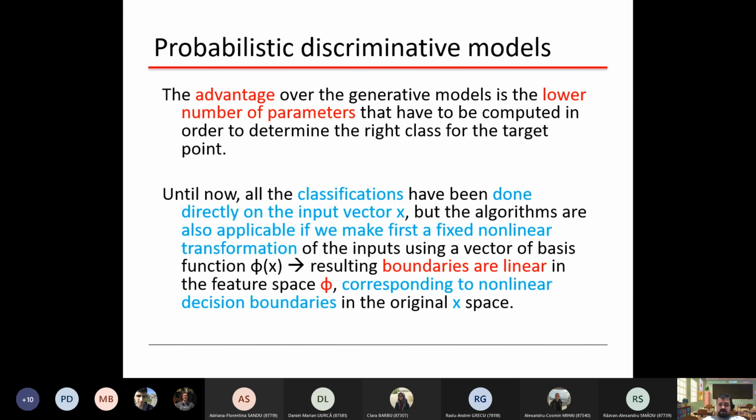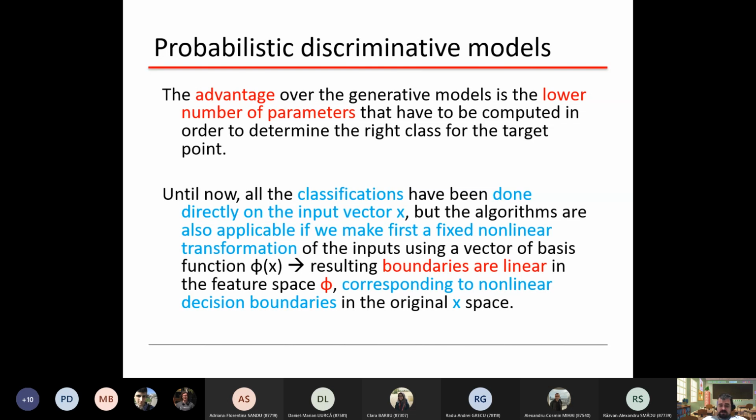Up until now, all the classification has been done directly on the input vector x. Of course, with the exception of the perceptrons, where we saw that we have some basis functions. However, the algorithms are also applicable if we first apply a nonlinear transformation of x, moving the space from x to a new space that is defined by basis functions phi of x.